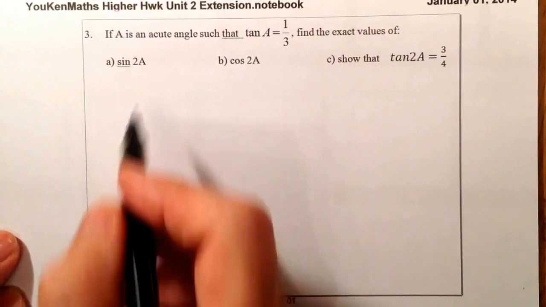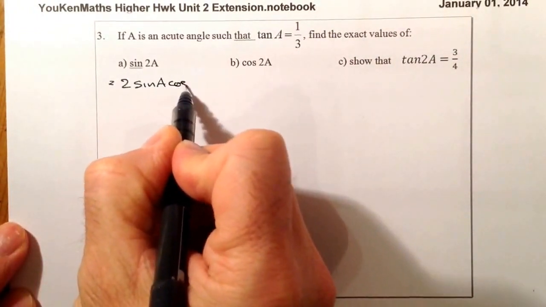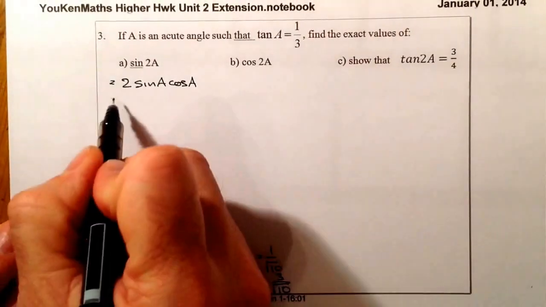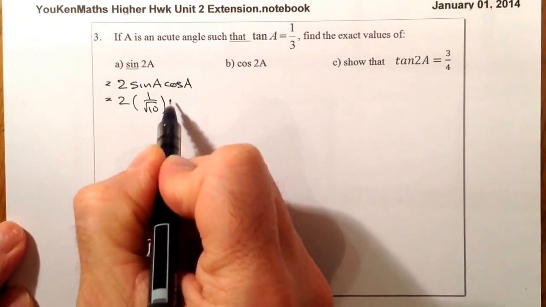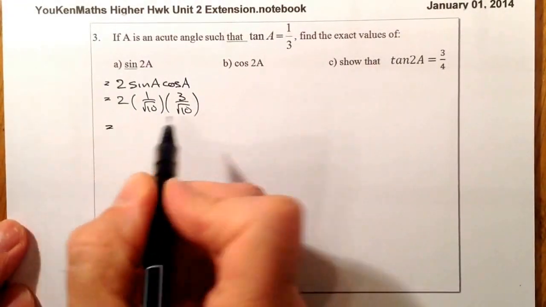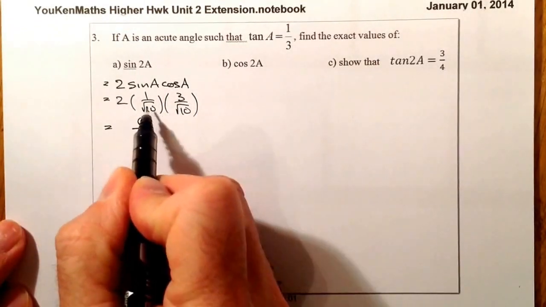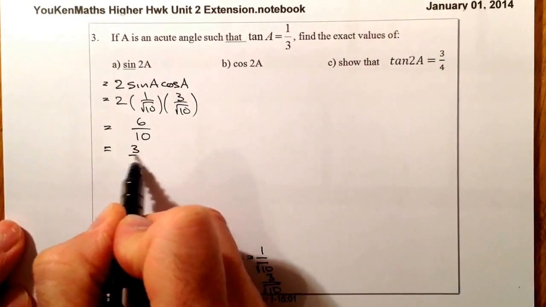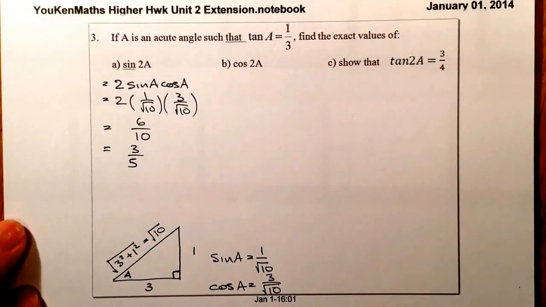Right, so sine 2A. I know that sine 2A is going to be equal to 2 sine A cos A. And then all I'll be doing is using the values that I worked out down below. So 2 times sine A, which is 1 over root 10, times cos A, which is 3 over root 10. I'll just multiply these straight across. So 2 times 1 times 3 gives me 6 on the top, and root 10 times root 10 gives me 10. So I'll simplify that down by dividing top and bottom by 2. That'll give me 3 over 5. Right, so that's that part complete there.